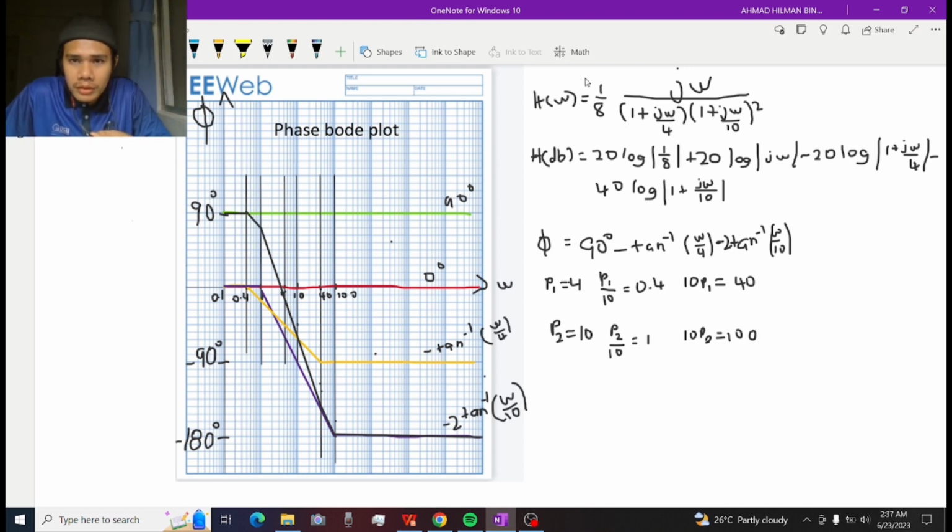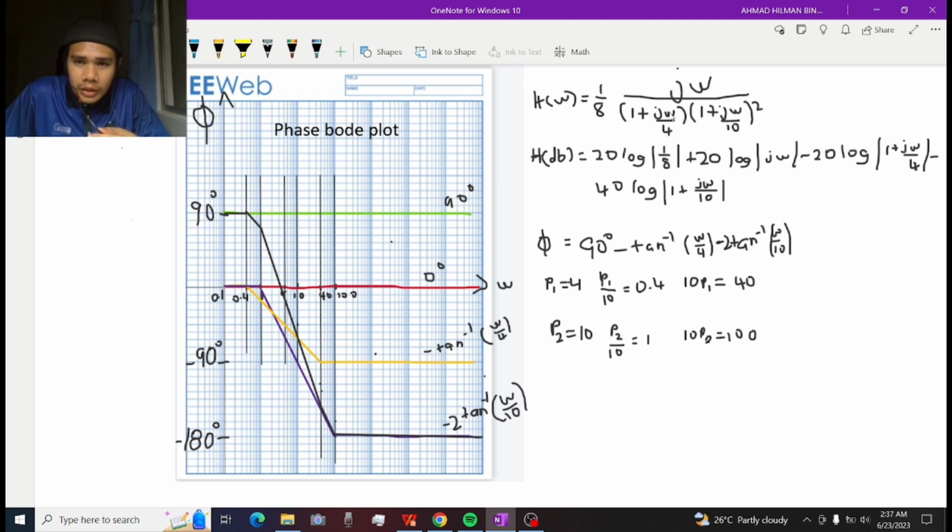So first we have here the 1 over 8. 1 over 8 is K. So the phase angle for K is 0 degree. So we just plot it on the x-axis at 0 degree. Next is the j omega. j omega here is a 0 at origin. So the phase angle for a 0 at origin is 90 degree. So we just draw a straight line at 90 degree.